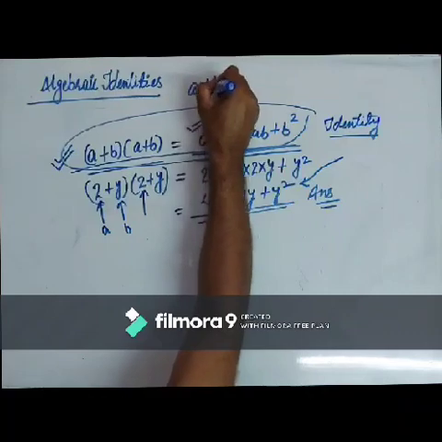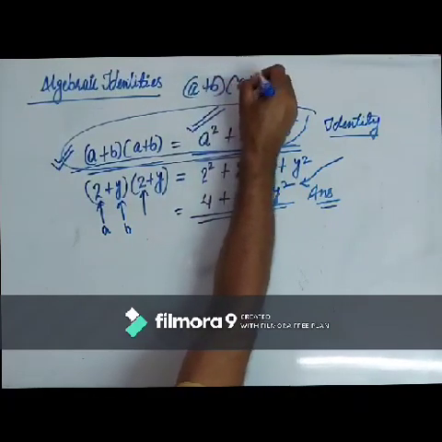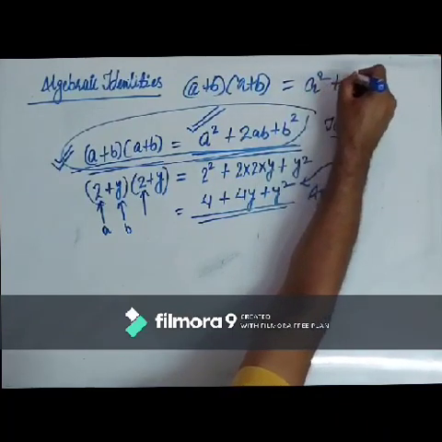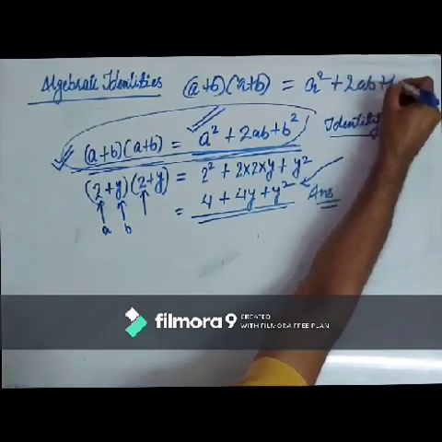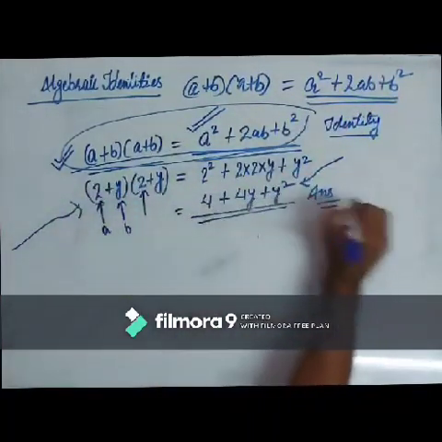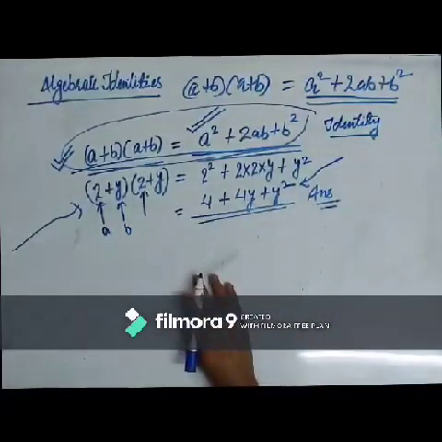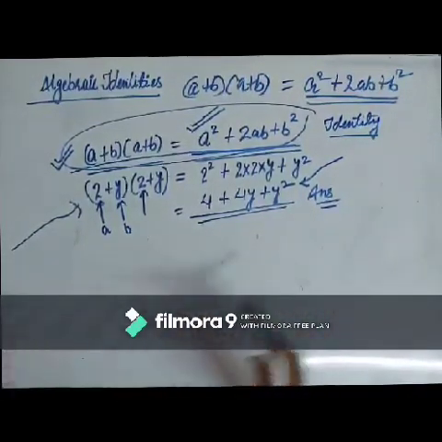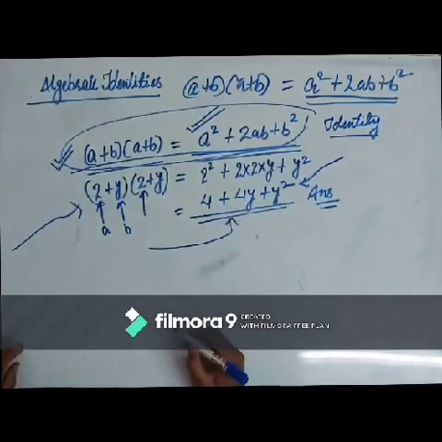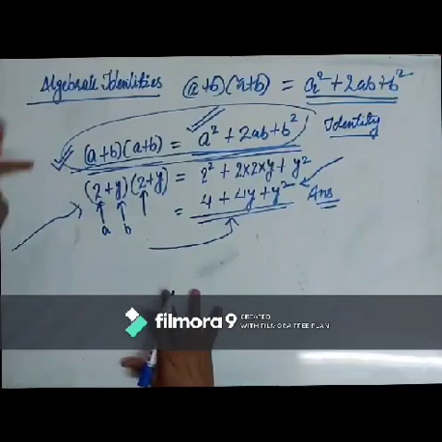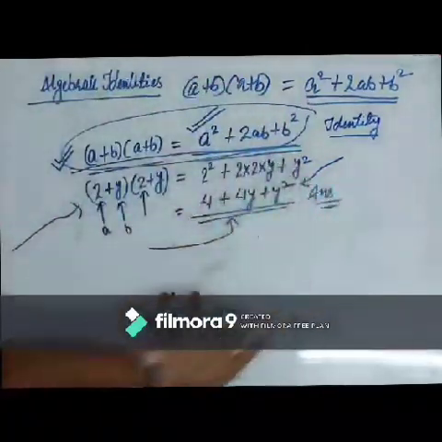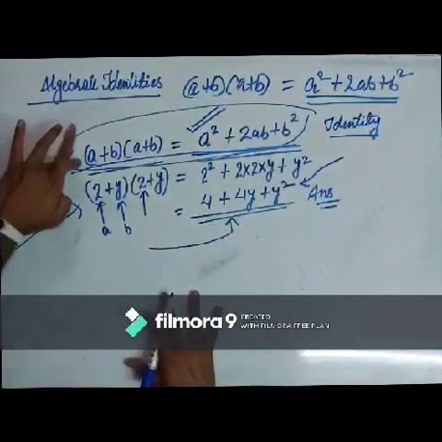This is a plus b into a plus b. When the same binomials with positive sign are multiplied, you will get a square plus 2ab plus b square. So remember it and apply it in certain questions. You will get swift, quick answers, and no need of assembling the like terms and unlike terms. This is the simple method of doing identity, because the same thing will be applied in all the questions. That is why it is known as identity.